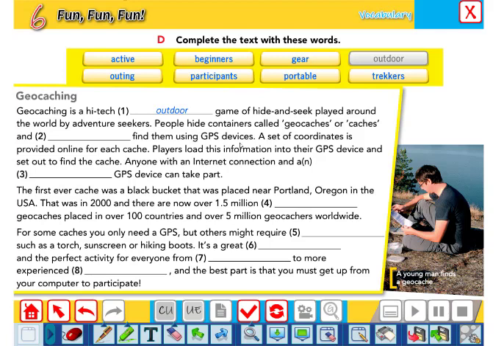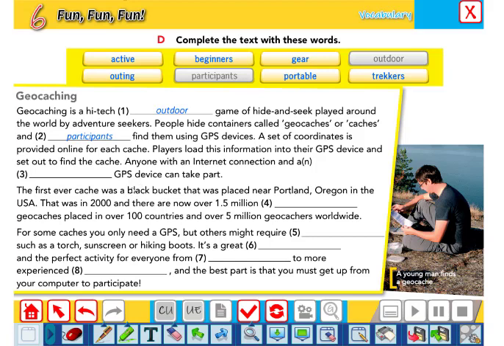So guys, who tries to find them? So let's say I'm hiding something. So the other person, which is called the participant, is going to try to find what I have hidden already. A set of coordinates, and coordinates are the lines on the maps, is provided online for each cache. Players load this information into their GPS device and set out to find the cache. Anyone with an internet connection and GPS device can take part.